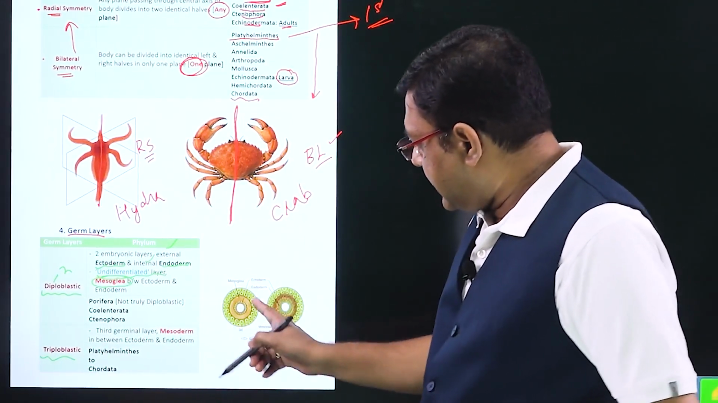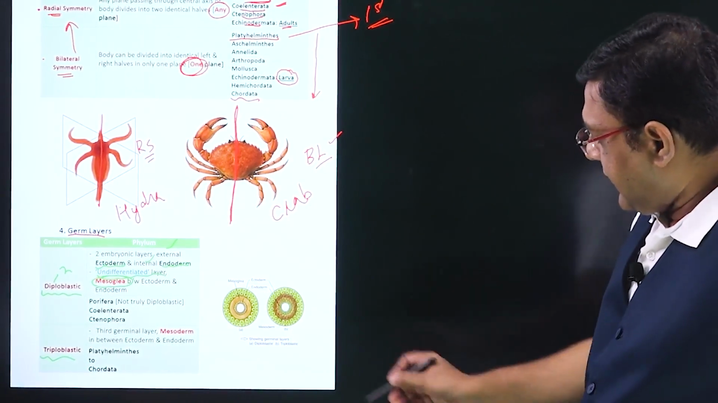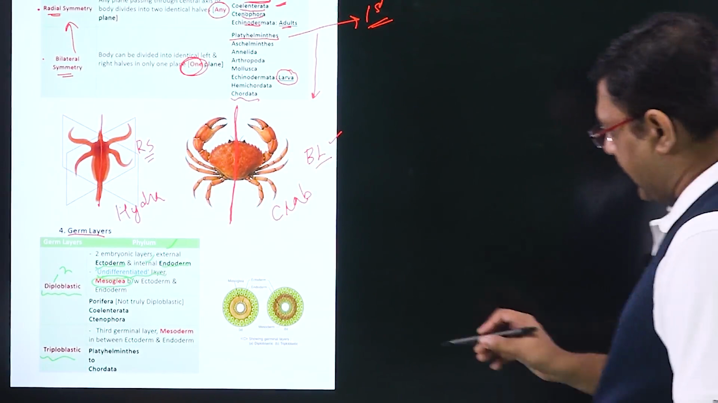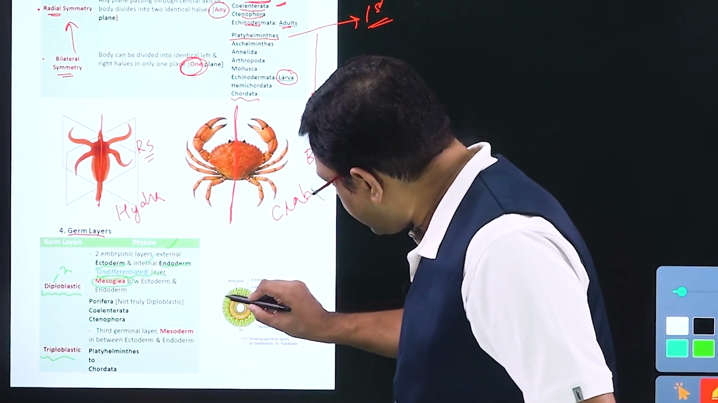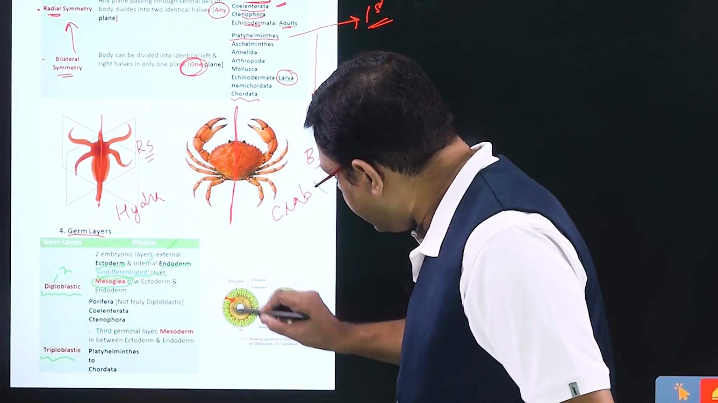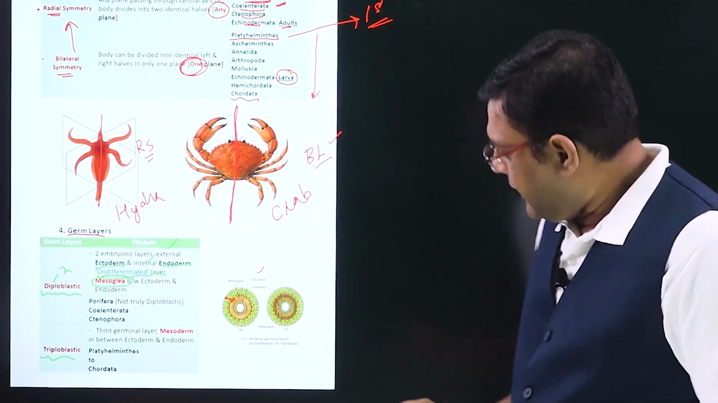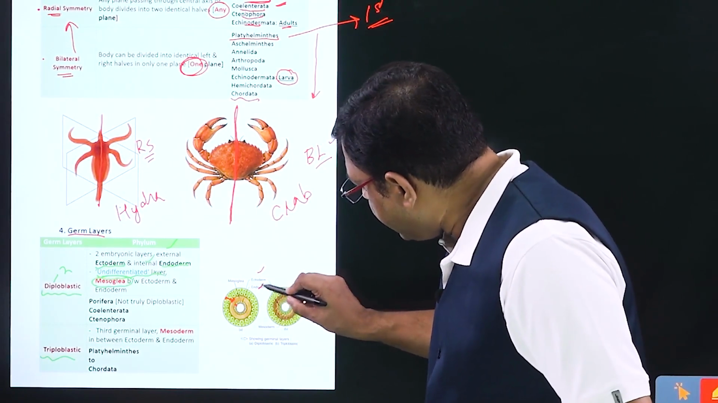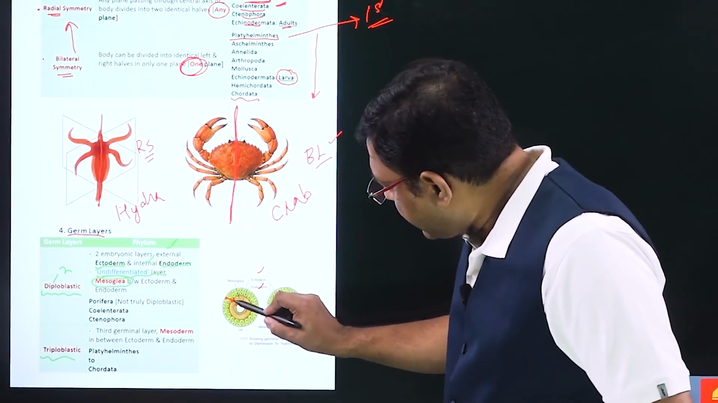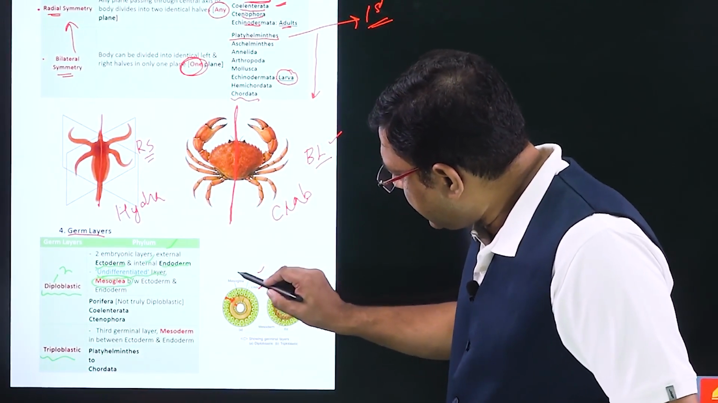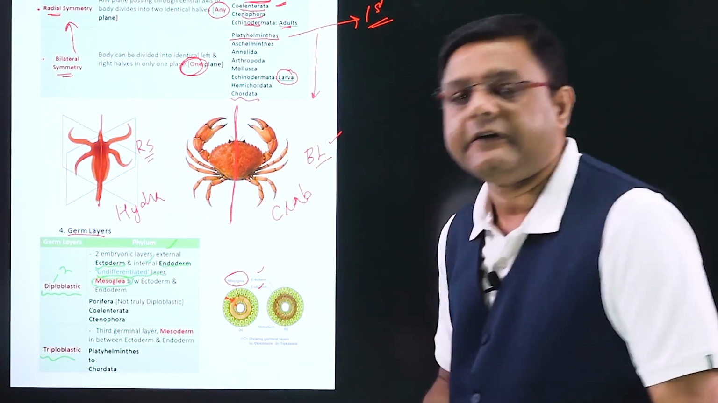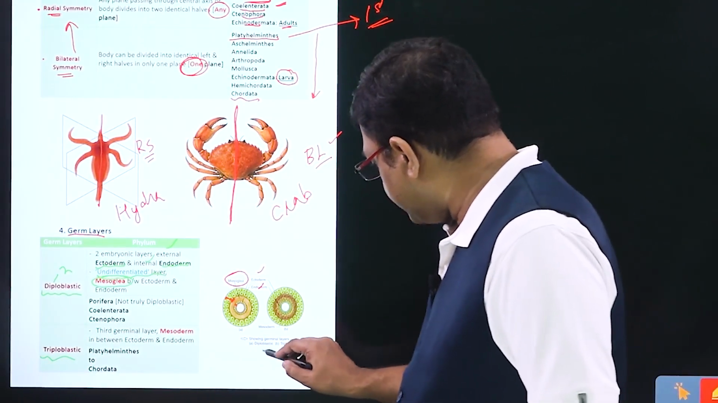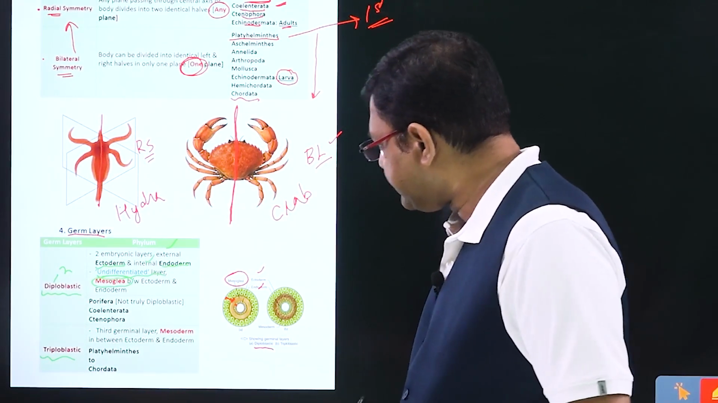Let us see this in this diagram. In this diagram, the outer layer which is shown is ectoderm. So, from here to here, it will be ectoderm. Inside this part, this will be endoderm, and the layer which is present in between is the undifferentiated mesoglea. So, the first case here is the diploblastic condition.